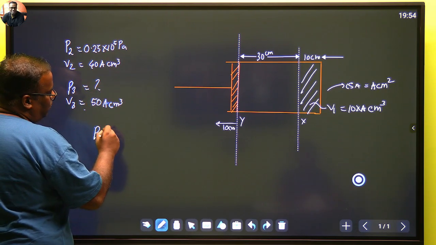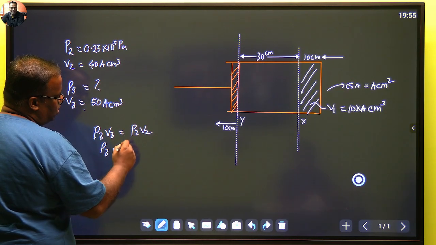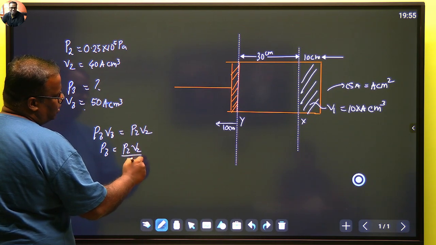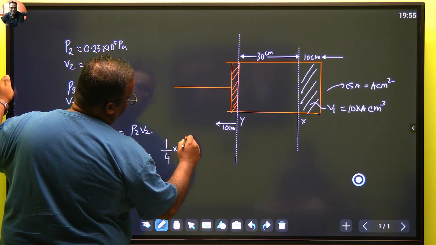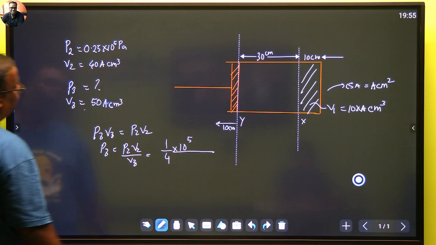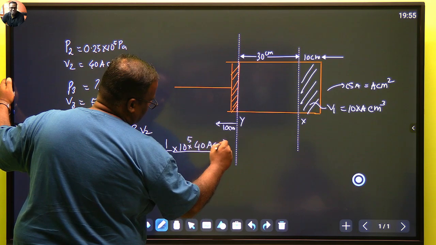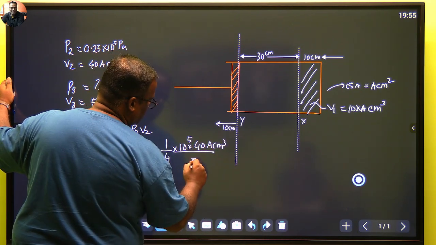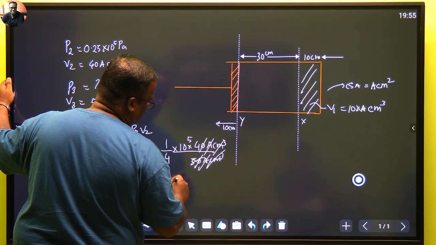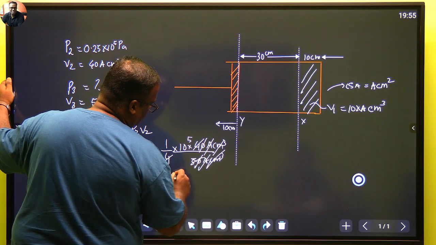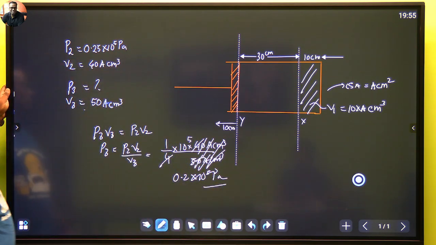So P3 V3 equals P2 V2. So P3 should be equal to P2 V2 upon V3. P2 का value कितना है? 0.25, which is 1 by 4 into 10 to the power 5. Right? And V2 का value कितना है? 40 cm cube divided by V3, which is 50 cm cube. cm cube gone, 0, 0 gone. So all you have 4, 4 and 4 gone. So 1 divided by 5, which should be 0.2 into 10 to the power 5 Pascal. You don't need calculator at all.